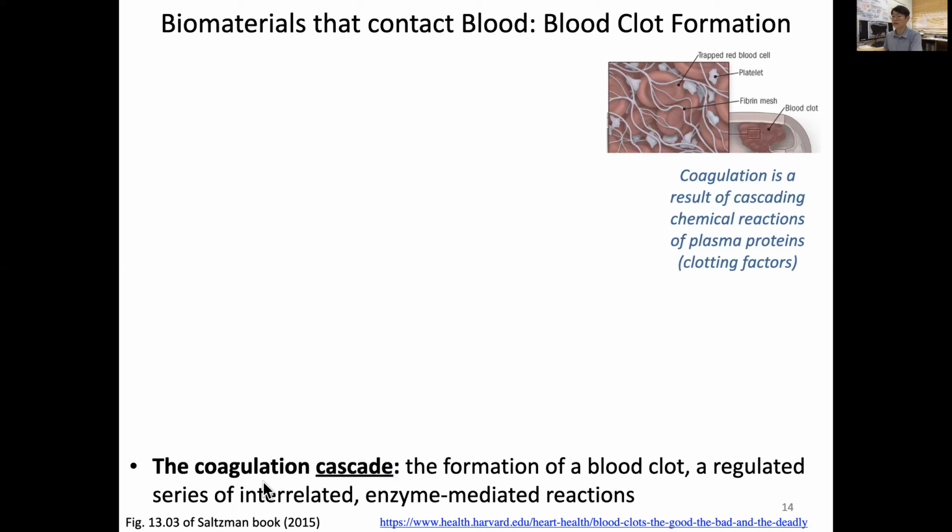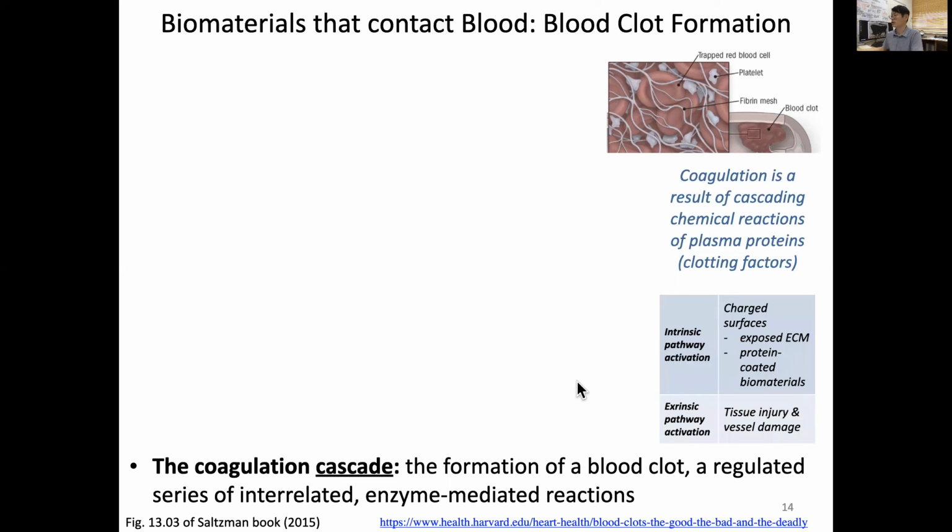And this is called the coagulation cascade. The formation of a blood clot is a very well regulated series of interrelated, enzyme-mediated reactions, because this is very important for our life to stop bleeding and loss of blood. So you can see there what causes this blood clot.